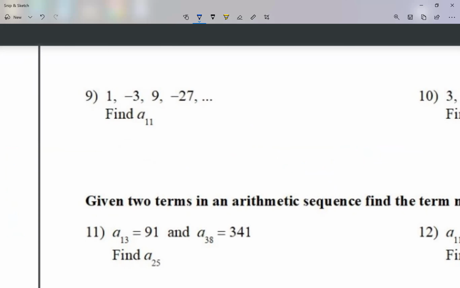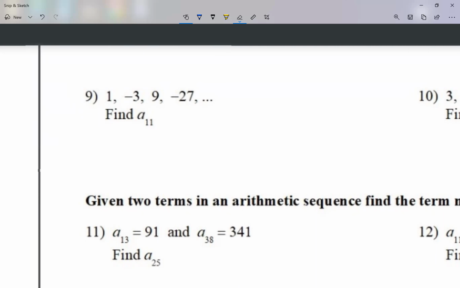So for 1 to get to -3, adding and subtracting was working. So it seems like probably I have to subtract 4. Right, because 1 minus 4 is -3. But is -3 minus 4 equal to 9? No, not really. 9 minus 4 equals 27? No, not really. Okay, so adding and subtracting is not always going to work. Okay, what else can I do?